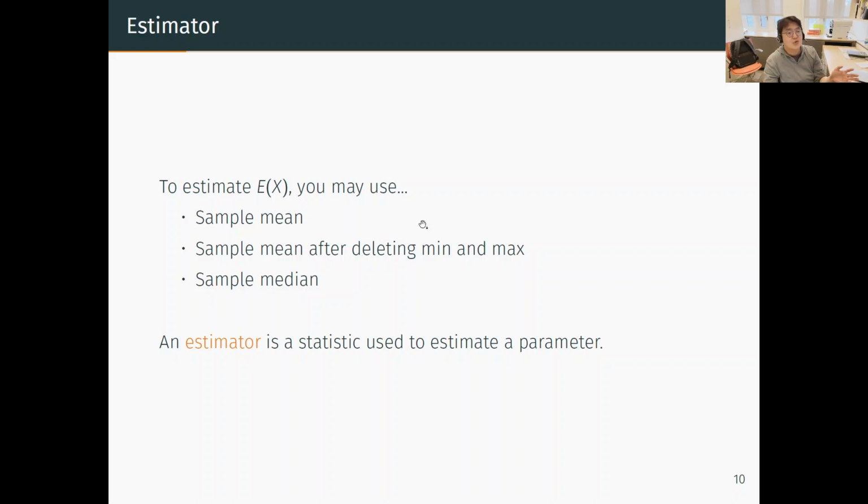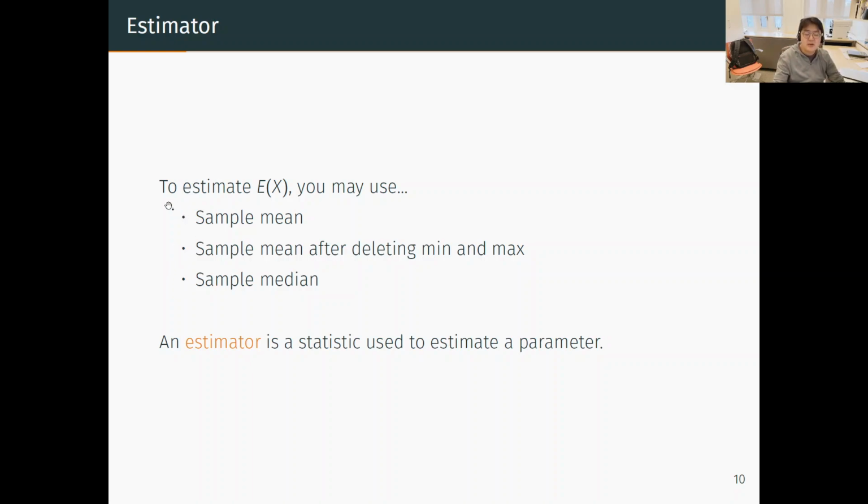But the bigger problem is how you estimate that. What is an estimator? Which estimator is the best? That is a different scenario because there are many possible candidates, right? For example, I'd like to estimate the expected value of X, like expected number of heads from 10 coins. What can you use? You can use sample mean from your experiments, or you can use something very interesting, sample mean after deleting the minimum and the maximum, right? So outliers are deleted and you calculate sample mean after deleting outliers. Or you may use sample median.